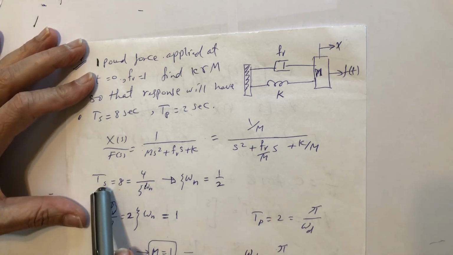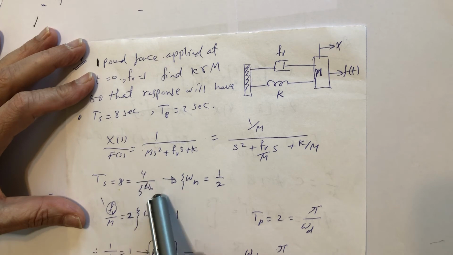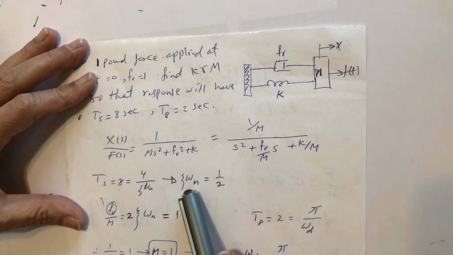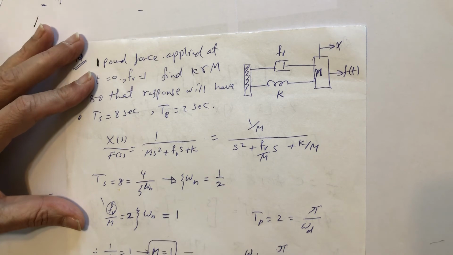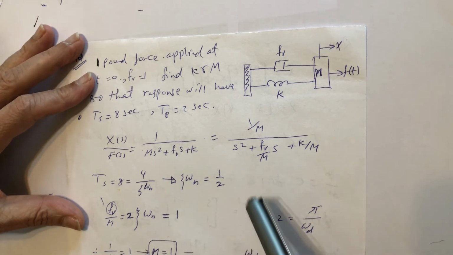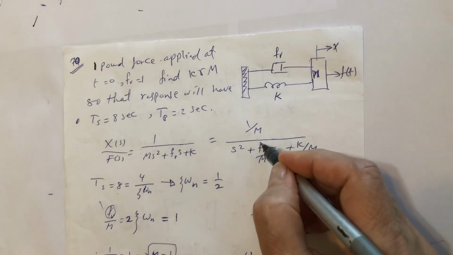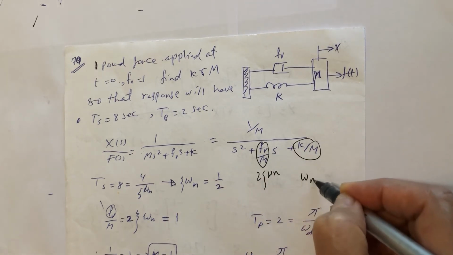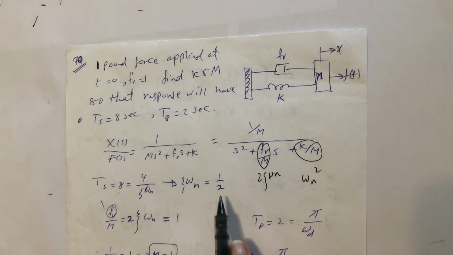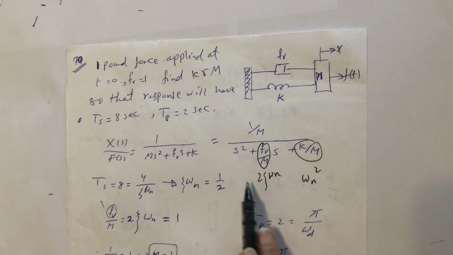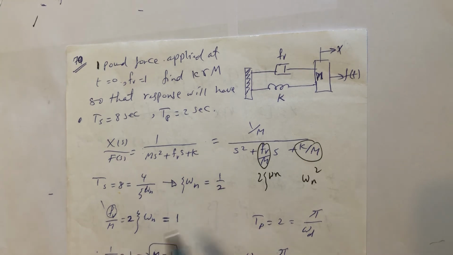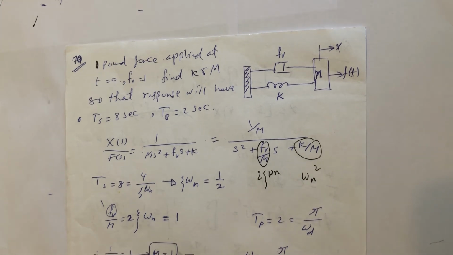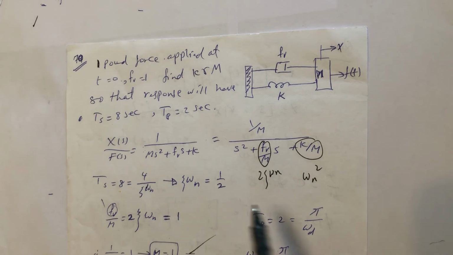So you have a settling time equal to 4 over zeta omega n, and it is equal to 8. You can get zeta omega n from this expression. So this is half. So what do we have here? zeta omega n. This is 2 zeta omega n. What's this? Omega n square. So you have zeta omega n equal to half. So 2 zeta omega n equal to 1. So I have fv over m equal to 1. And he's giving me fv equal to 1 as well. So I can get m. So this one is done.